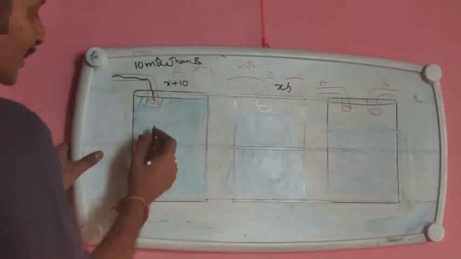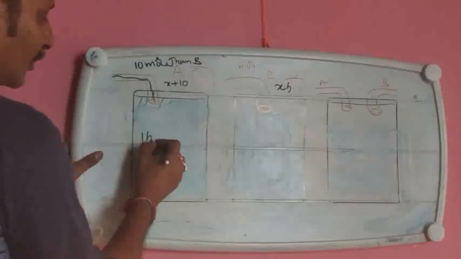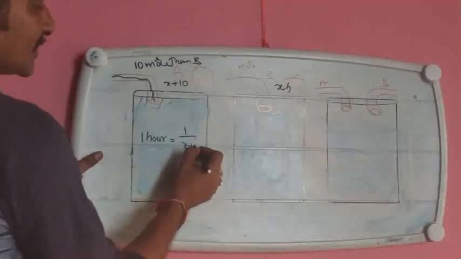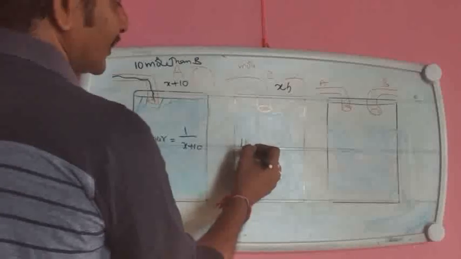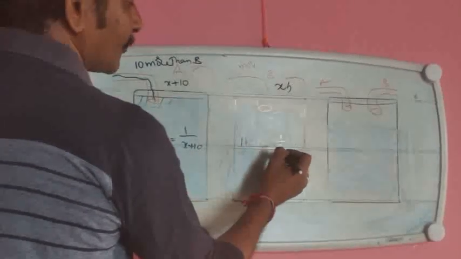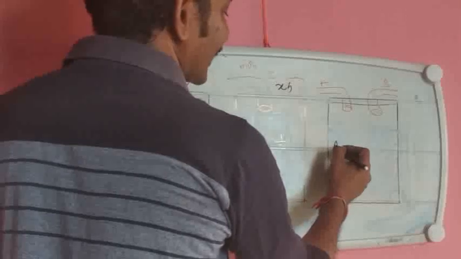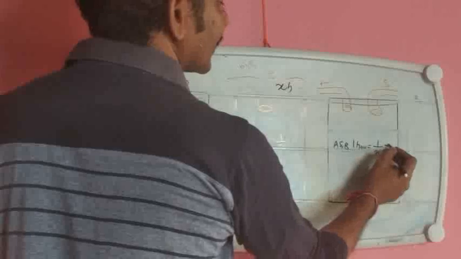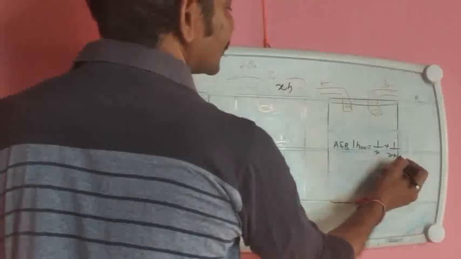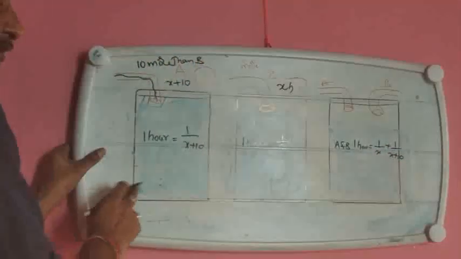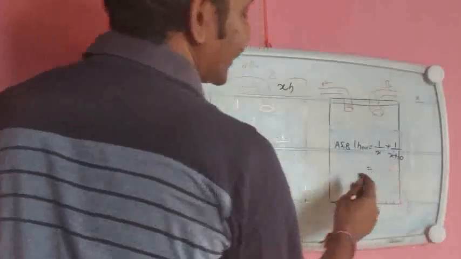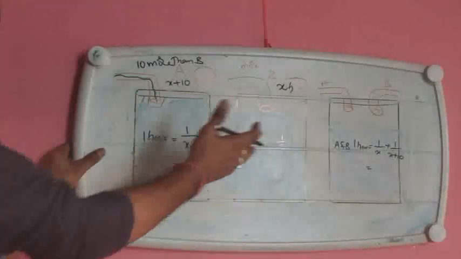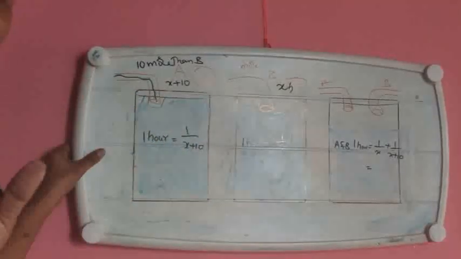Now here I am taking the portion of the tank filled in 1 hour. The portion filled by A in 1 hour is 1 by x plus 10. The portion filled by B in 1 hour is 1 by x. The portion filled by A and B together in 1 hour is 1 by x plus 1 by x plus 10. By using this we can equate the given time and solve the problem. You can convert this equation to a quadratic, then you can solve the problem. Clear?